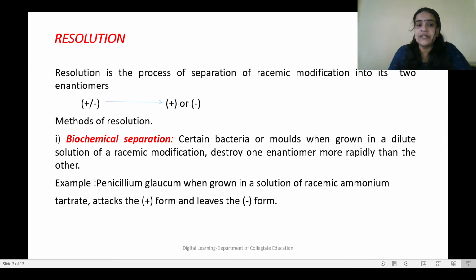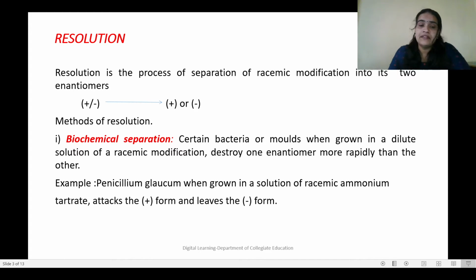Okay. So resolution is a process where a racemic mixture is separated into its constituent enantiomers, two enantiomers, dextro form and levo form. So the plus minus form or the DL form, which is the racemic mixture, is converted into either plus or minus. It is separated. Whereas racemization is a process where the individual enantiomer is converted into the racemic mixture.